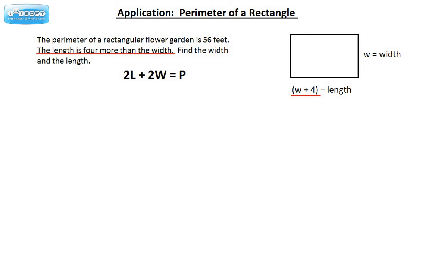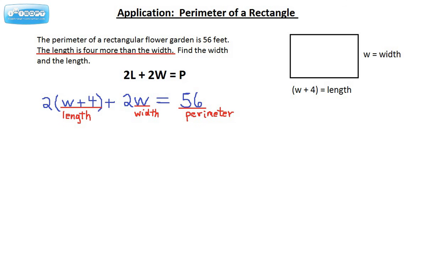So now let's write our equation and get ready to solve it. We're going to multiply 2 times our length, and our length is W plus 4. Next we want to multiply 2 times our width. Since our variable name for the width is W, we have 2 times W, and now this will equal our perimeter, which is 56 feet. Here we have our equation, so now we're ready to solve.